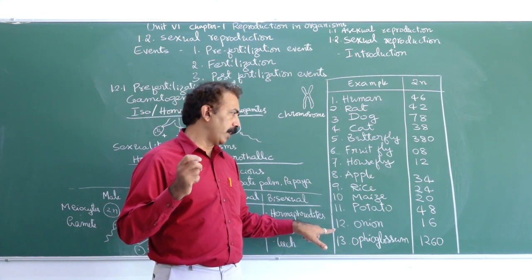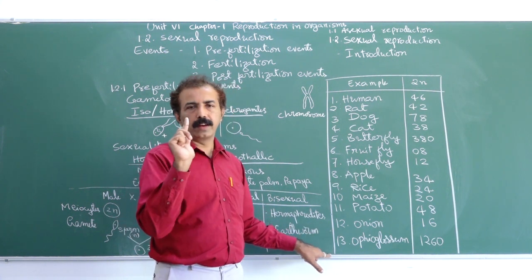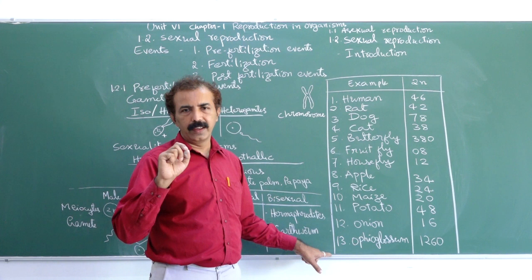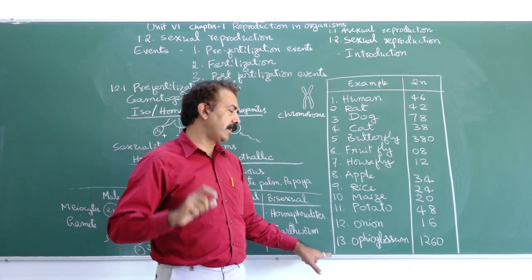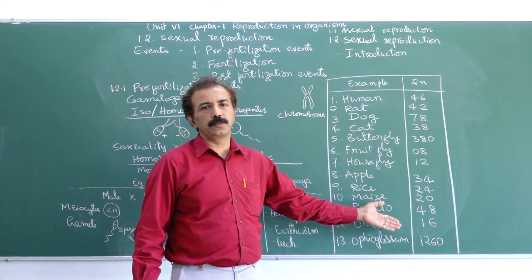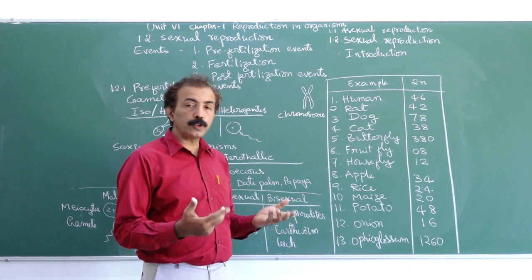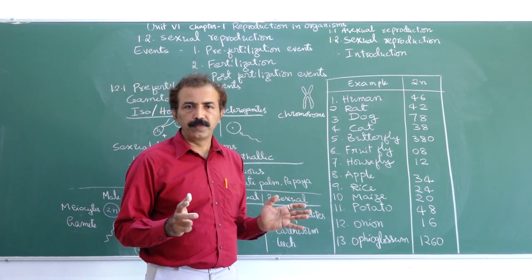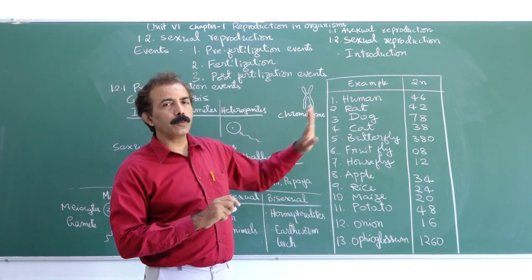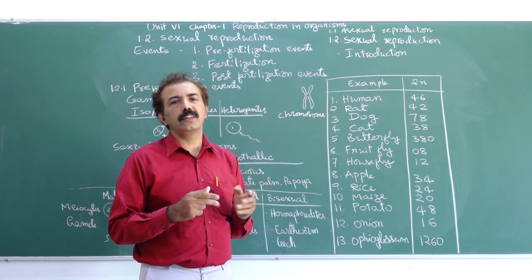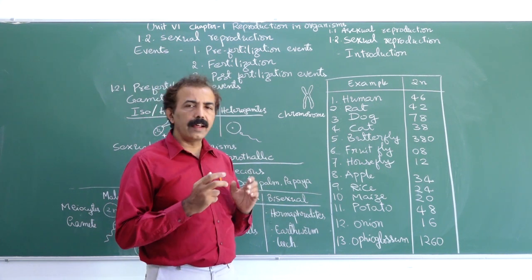Potato, 48. Onion, 16. Interestingly, there is a tiny fern called Ophioglossum. It's hardly a few centimeters in length. This plant has a huge number of chromosomes, something like 1260. We don't know why. Why so many chromosomes? We don't know. We also notice one more interesting thing, that the number of chromosomes has nothing to do with intelligence of an organism. It is just random.